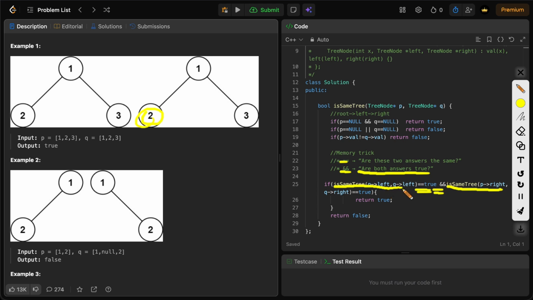So I hope you understood this problem very well, and this is an easy level question.